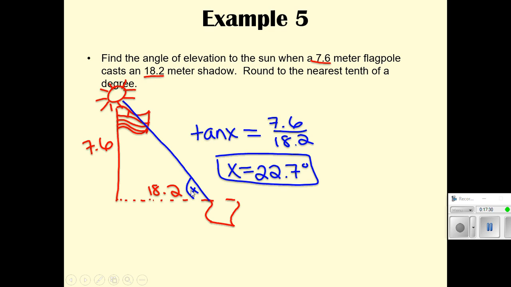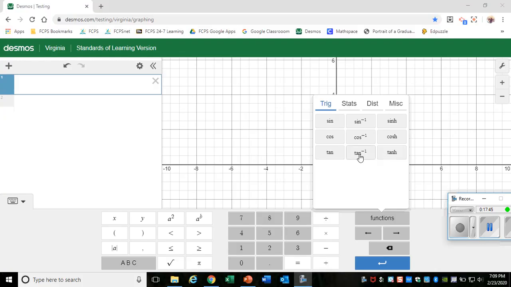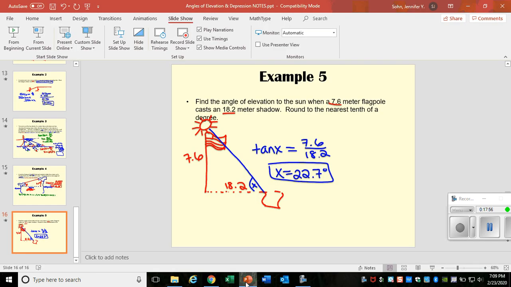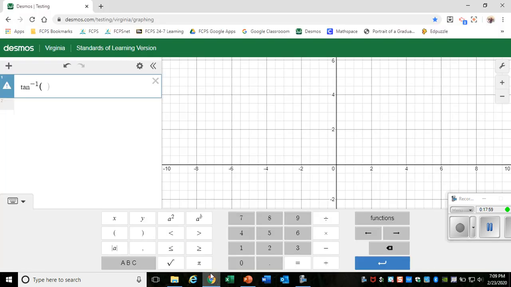So the angle of elevation is here, right? So that's going to be opposite over adjacent. So we're going to do 7.6 divided by 18.2. But we're going to find tangent for that. So what we're going to do is click on the tangent to the negative first power. That's going to change the ratio to degrees. And we're going to type 7.6 divided by 18.2. Please open Desmos and try this with me.